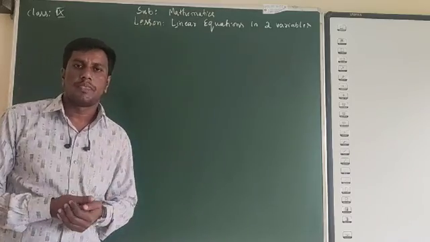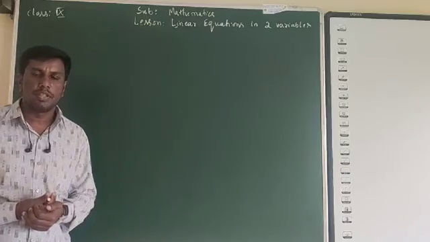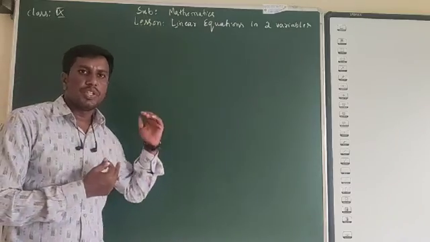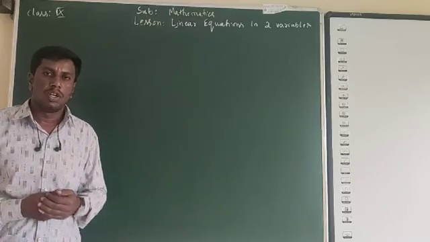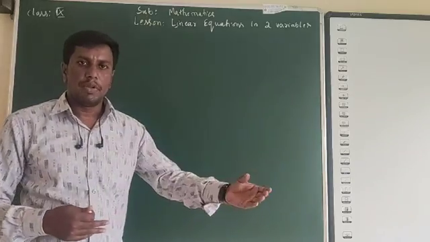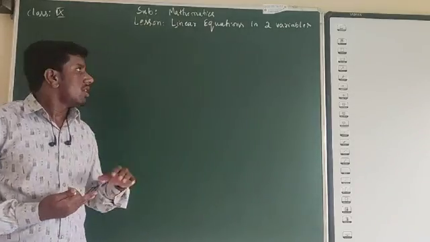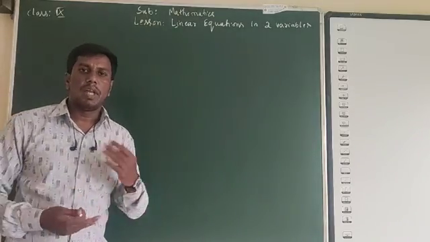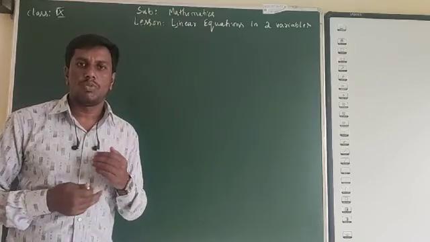In the last class, I had given a brief introduction about linear equation in two variables, comparing it with the linear equation in one variable. In the linear equation in one variable, we will be having only one variable, that is one unknown. Whereas in the linear equation in two variables, we will be having two unknown values, and those two unknown values we should find out.